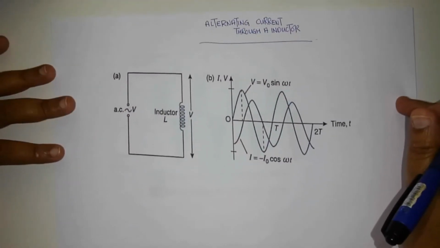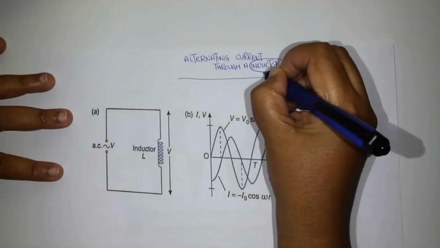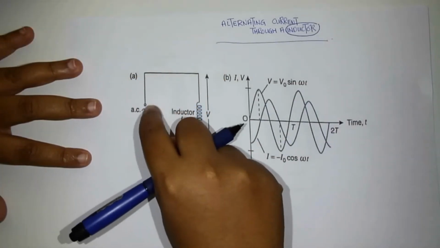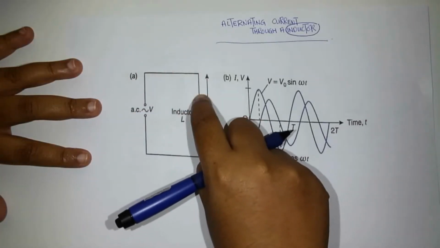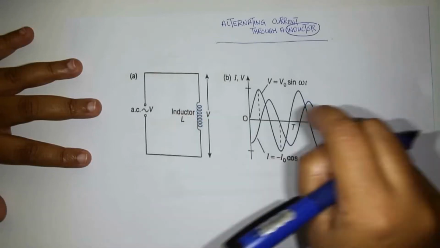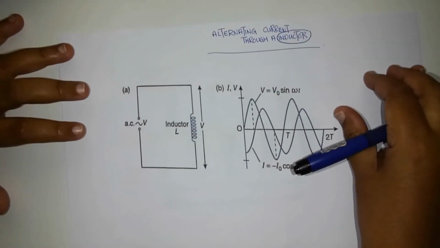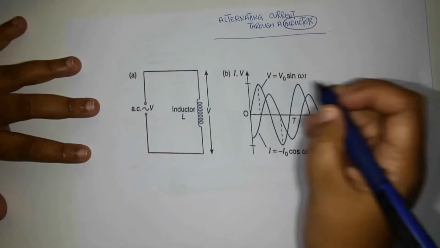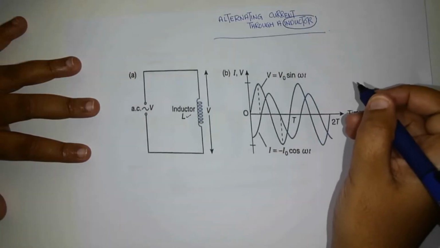We're going to look at alternating current through an inductor. In this diagram, we have an AC supply connected to an inductor with inductance L. Class, what is a pure inductor? A pure inductor has only inductance L, with no resistance and no capacitance.